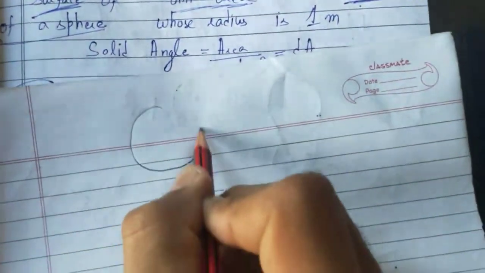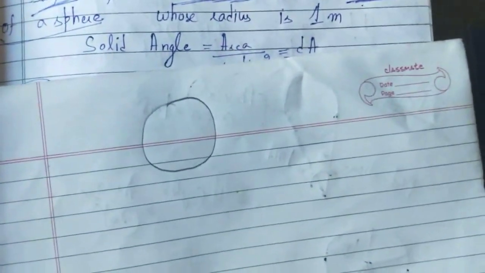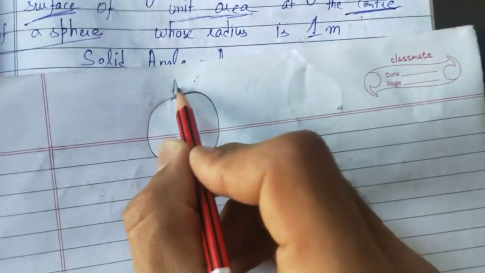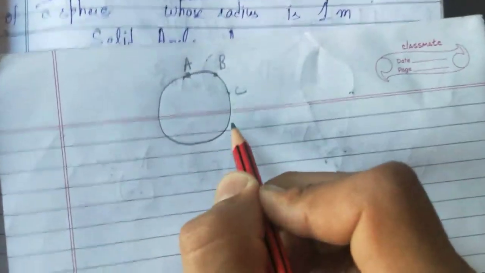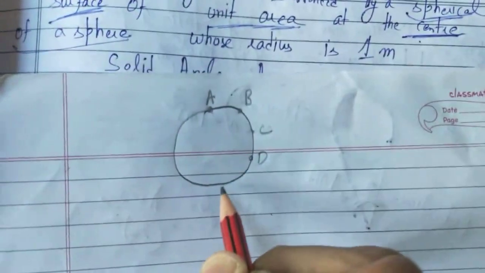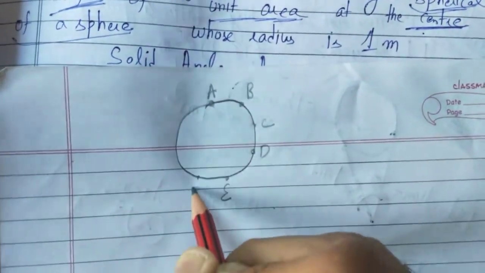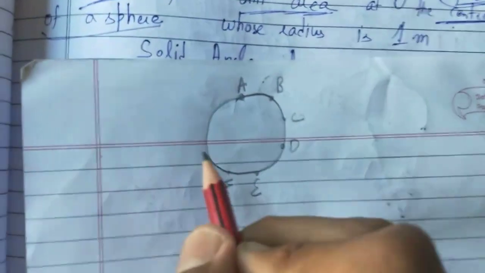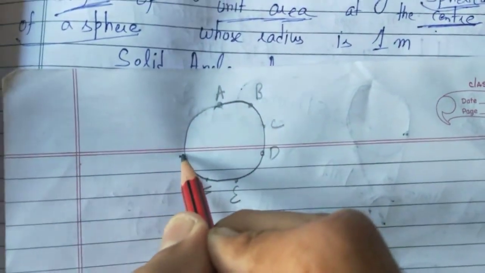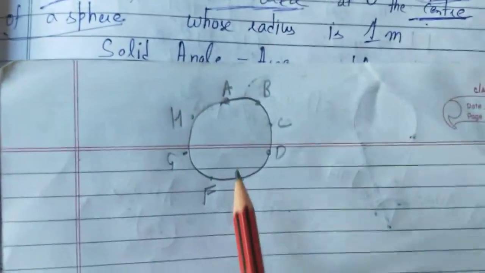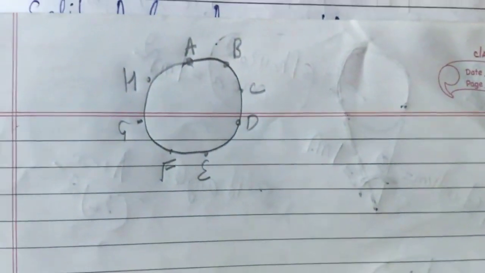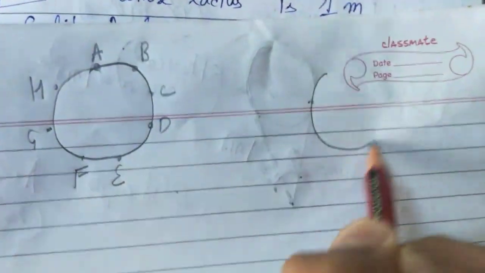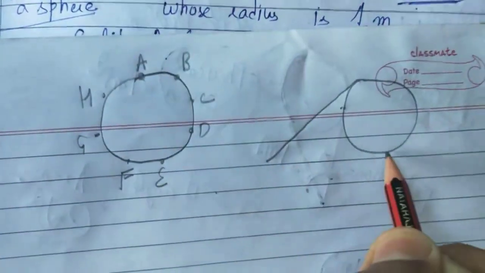So just take a sphere. It is a sphere. Hang a thread here at A, hang a thread here at B, hang a thread here, hang a thread here. Tie a thread here of 1 meter. Hang a thread here, G, H, 1 meter. Ask a child to collect all the threads at one place. What concept are you getting? You will get the concept like this.